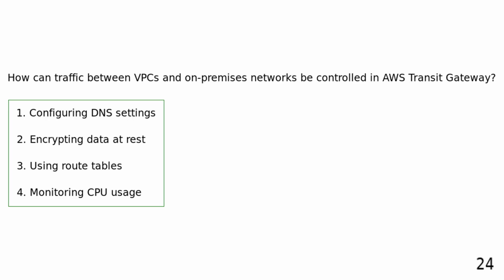How can traffic between VPCs and on-premises networks be controlled in AWS Transit Gateway? Configuring DNS settings. Encrypting data at rest. Using route tables. Monitoring CPU usage. Traffic between VPCs and on-premises networks in AWS Transit Gateway can be controlled using route tables to define the paths and rules for network traffic.